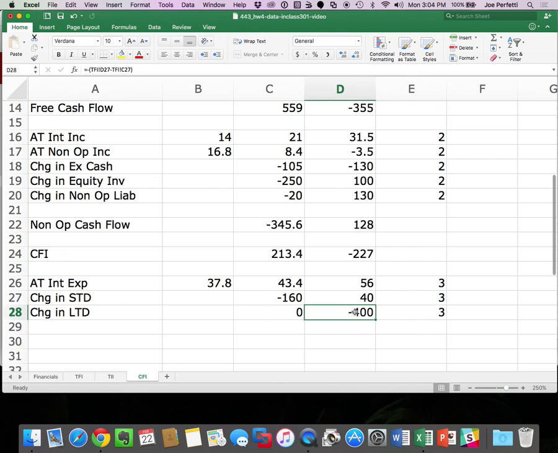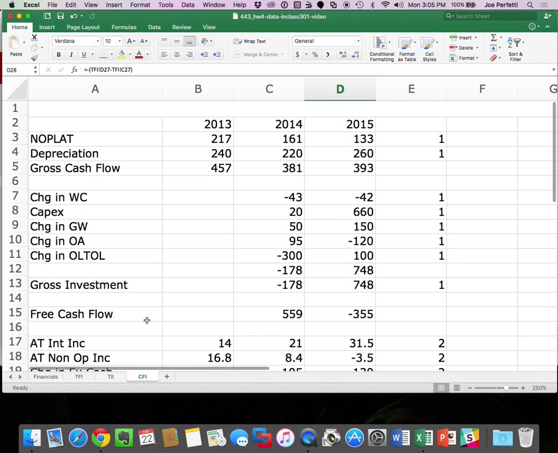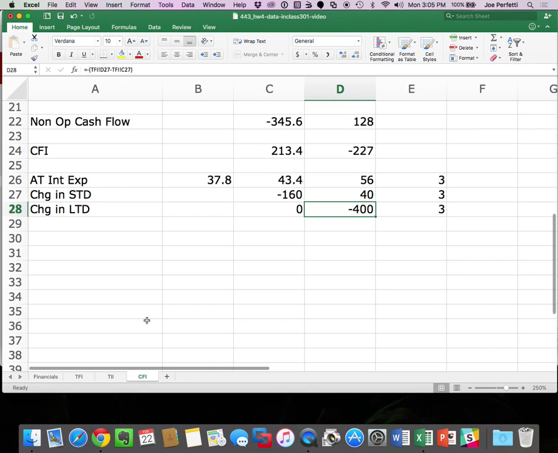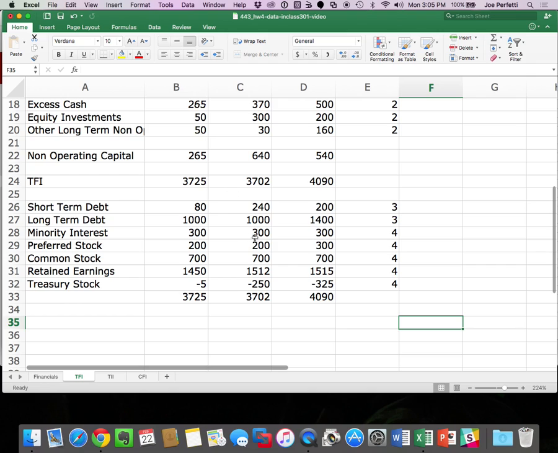So let's validate that. Negative 400 should mean what happened to our long-term debt in 2000 and what year was that? 15? What should happen? So did it add? Yes. So we can validate it the other way.